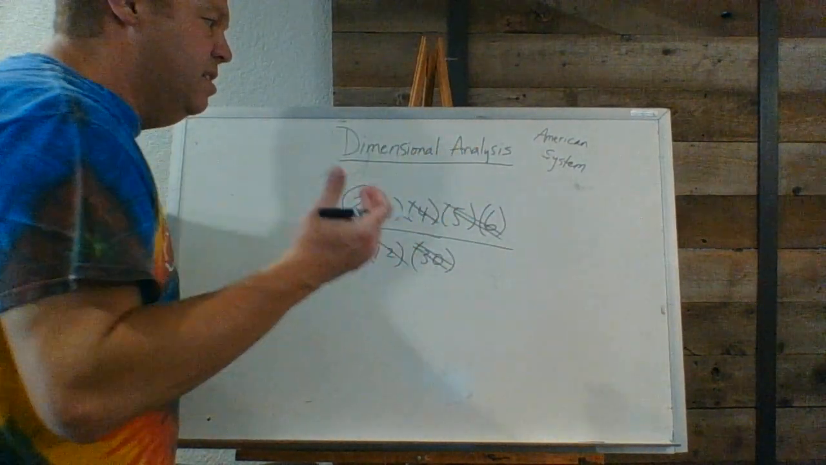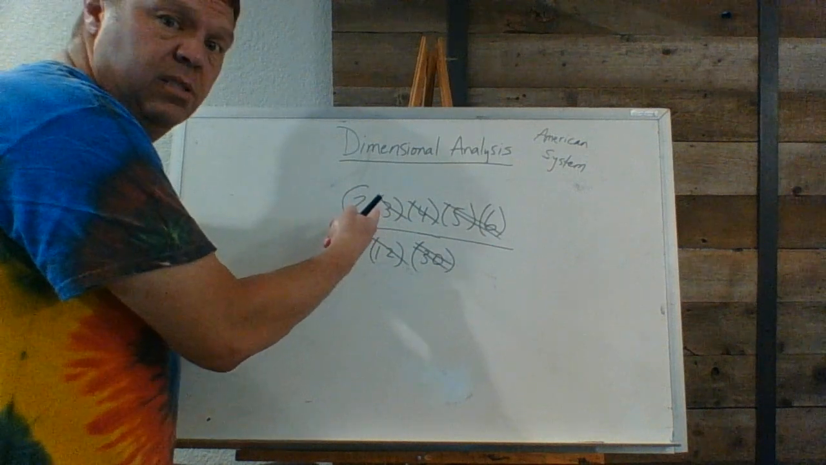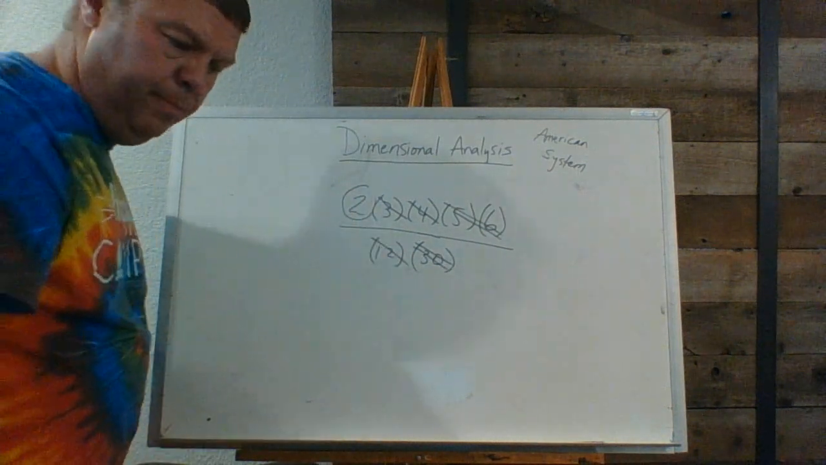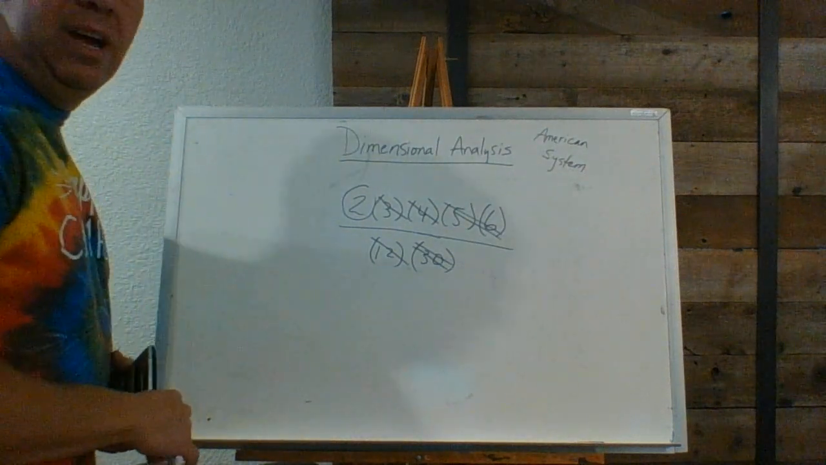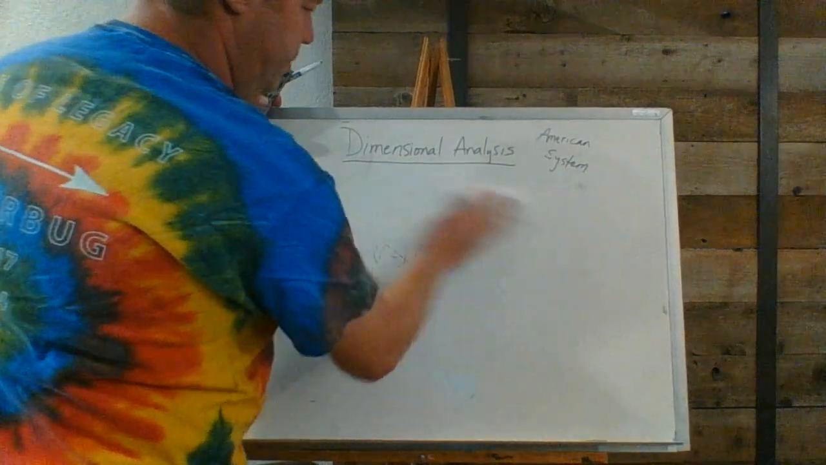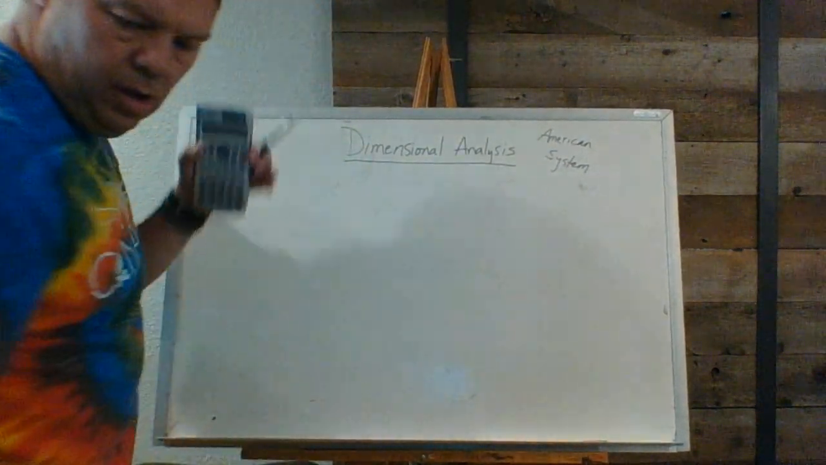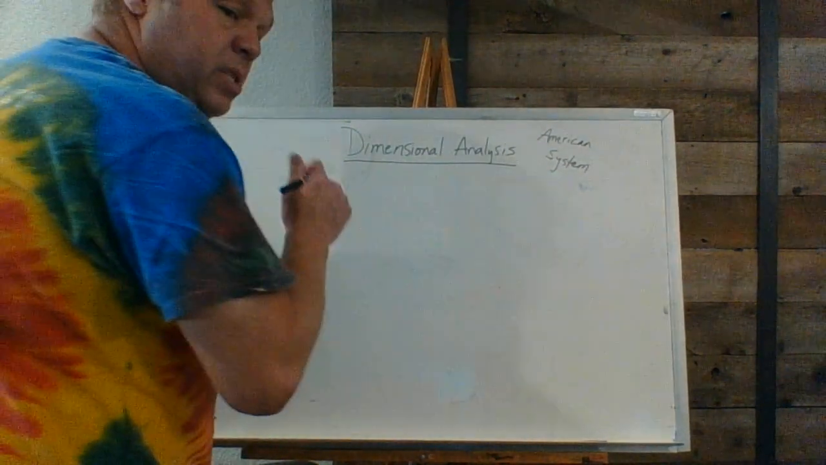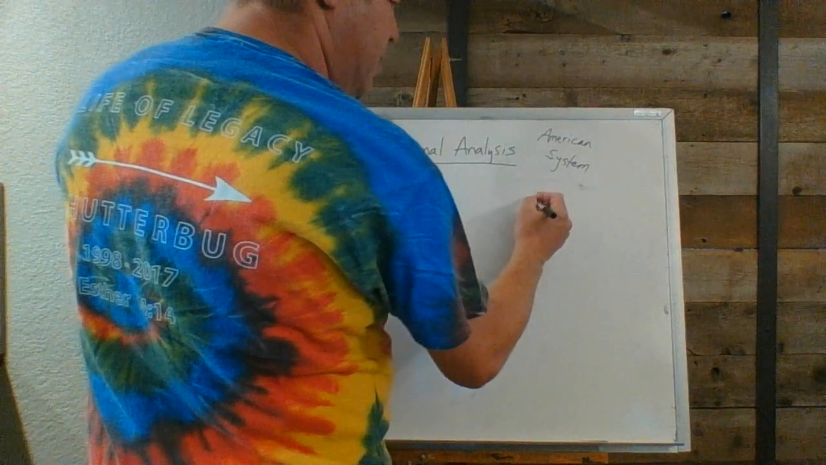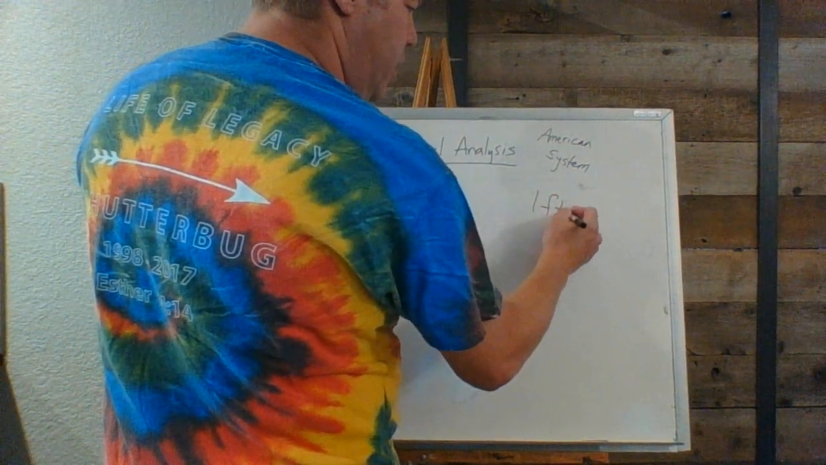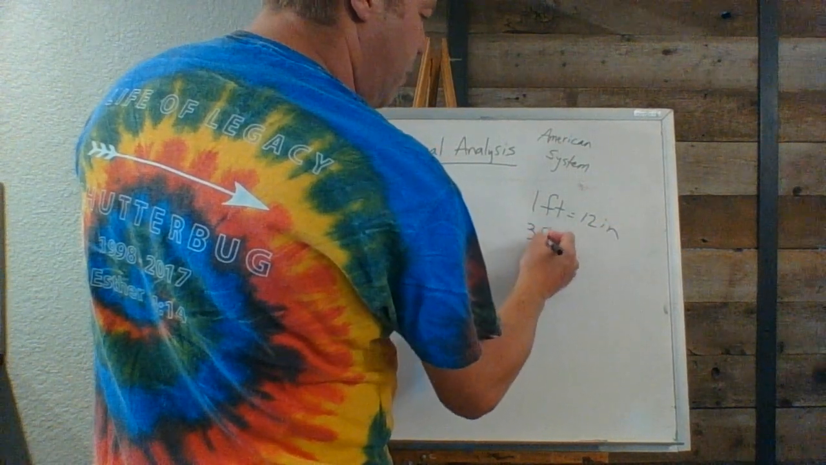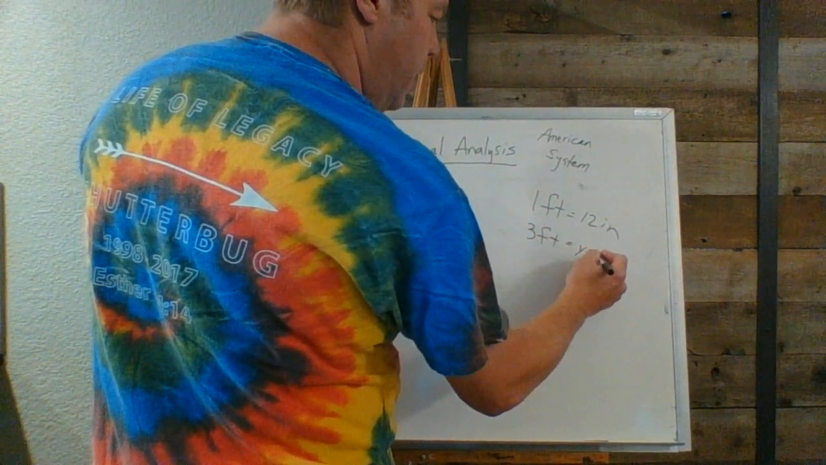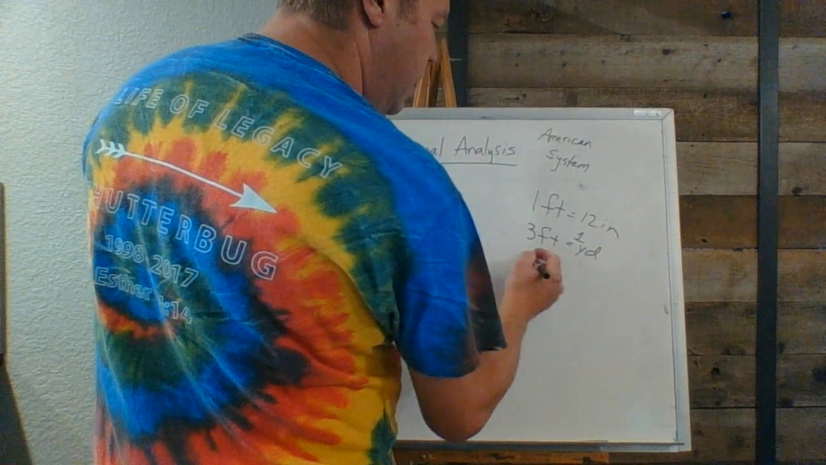Dimensional analysis is really about this, making things disappear, okay? And so what we're going to do is do that in a very simplified manner. Let me use an example like this. We're going to start with something really easy. Now I'm going to write down some things we know. A foot is 12 inches. 3 feet equals a yard. 1 yard.